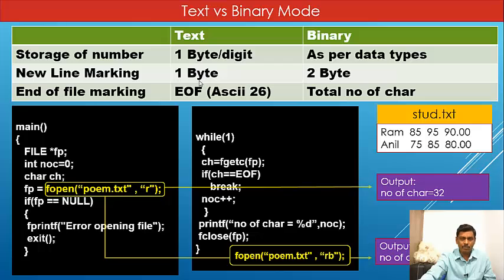In text mode, it does not consider the total number of characters. It considers that the last character is 26, and this is the end of the file. So end of file marking differs: in text mode it is ASCII value 26, in binary mode it is based on the total number of characters. New line marking is 1 byte for text, 2 bytes for binary. Because in binary mode we can store numerics, images and all things. The binary mode is suitable to store graphics, but text mode is only for text, that is, it treats everything as text only.